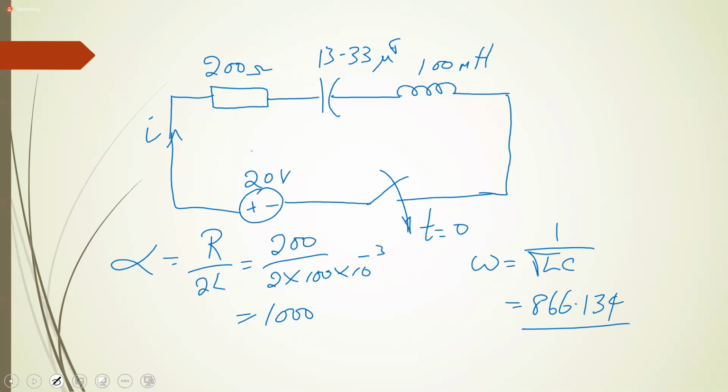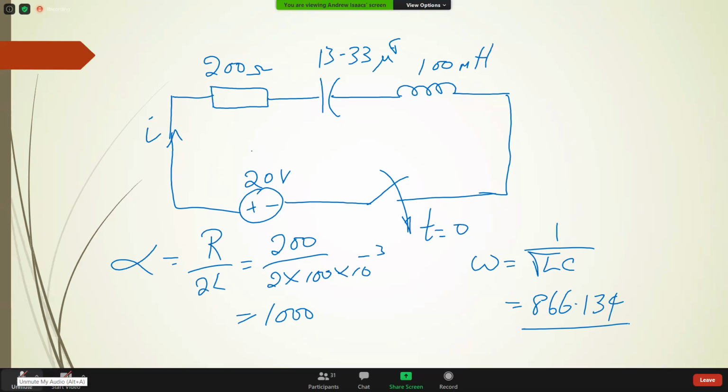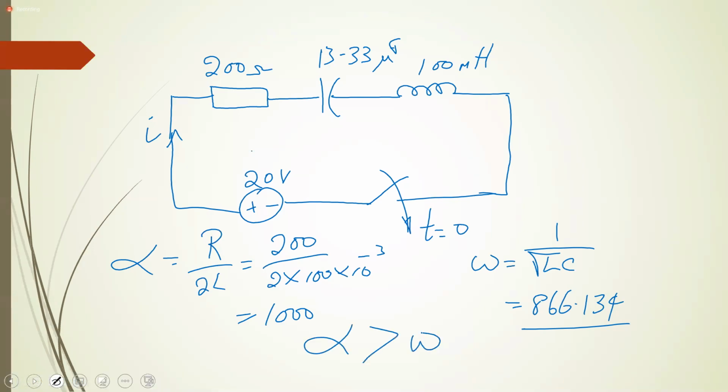Everybody good at that? Based on what we have here, it is obvious that alpha is greater than omega. So if alpha is greater than omega, is the circuit underdamped, critically damped, or overdamped? Overdamped. All right, good.